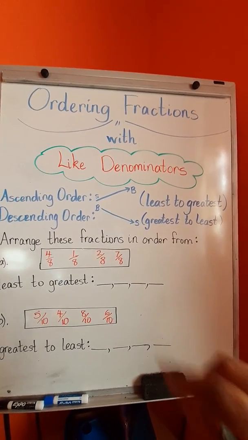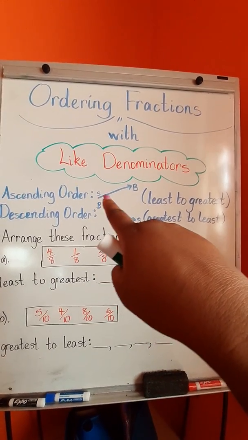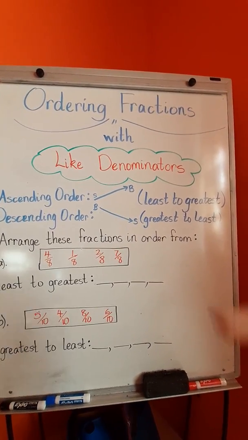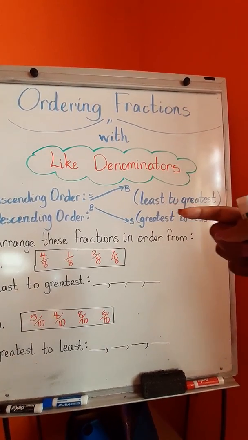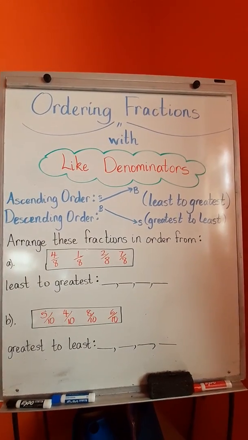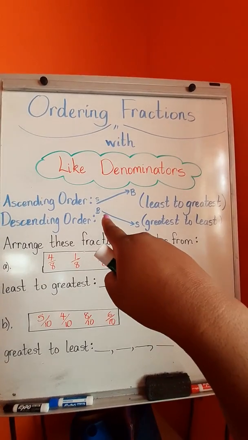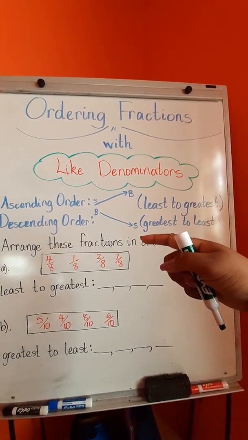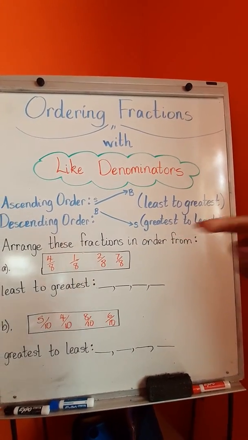Ascending order is going from small to big, or sometimes we see the term least to greatest. Descending order is where we go from big to small, or a familiar term, greatest to least.